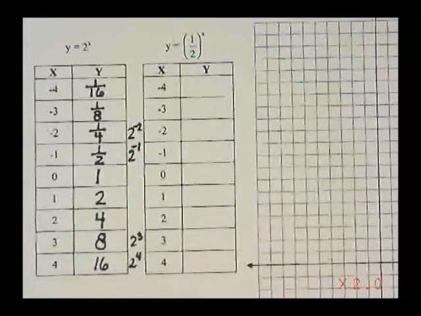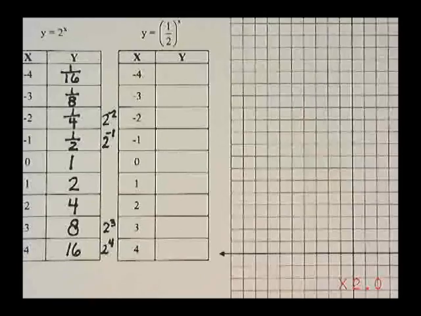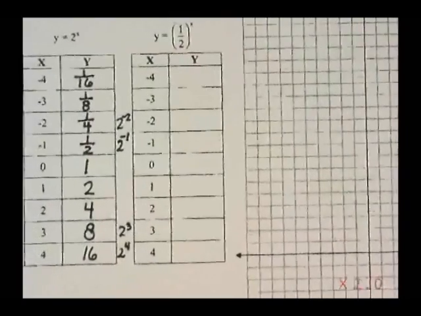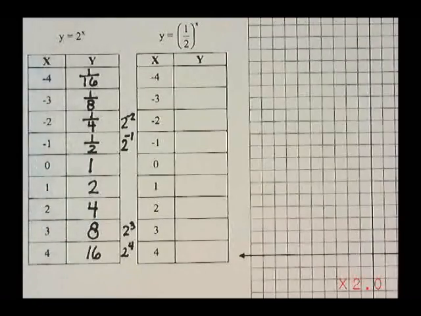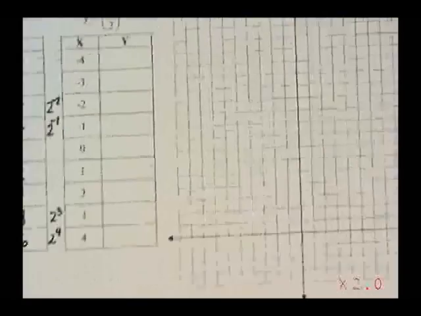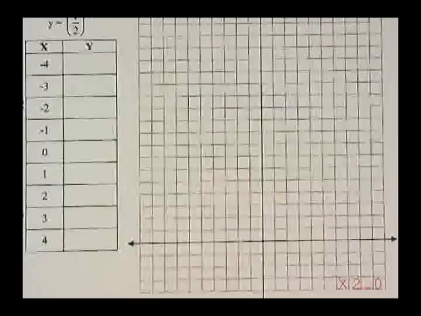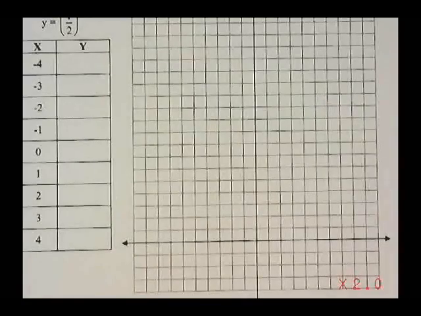I'm going to take those points and try my best to plot them on the graph. When I do that, I'm going to start with the positive ones down here, and then I'll deal with the fractions at the end. I find that easier. If I start with the fractions, it's a little tricky. So I'm going to come over to my graph. I have the point 4 and 16.